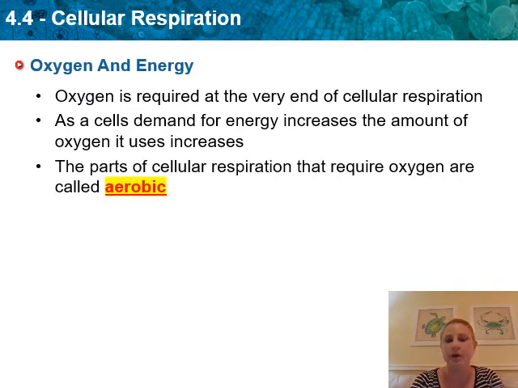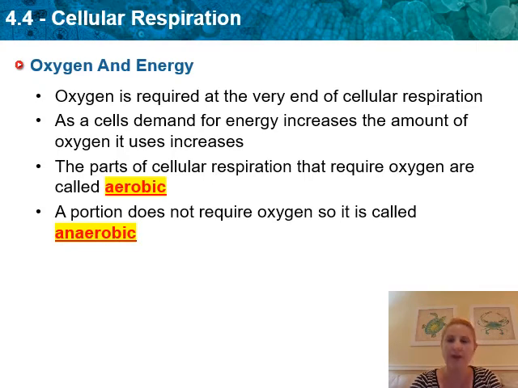Now, the parts of cell respiration that require oxygen are called aerobic. That first part, A-E-R, means air. Okay, aerobic, it requires oxygen. And now there's a part of cellular respiration that does not require oxygen, so we call it anaerobic. It means without air.